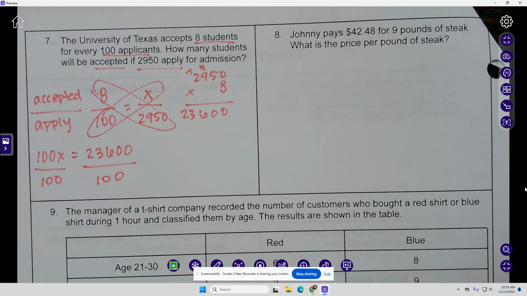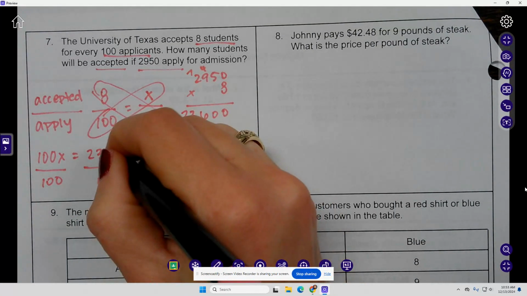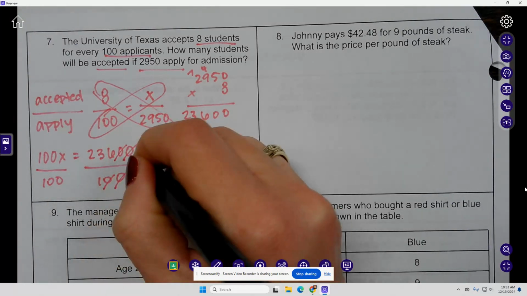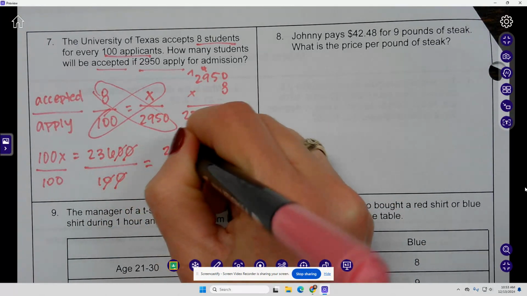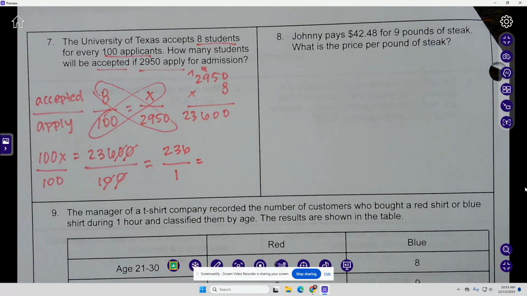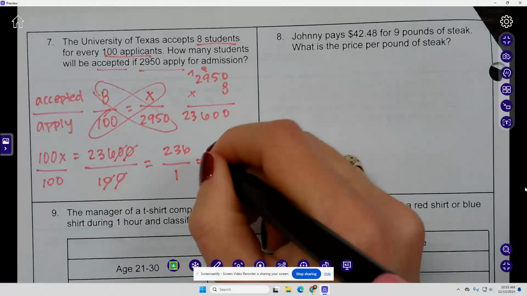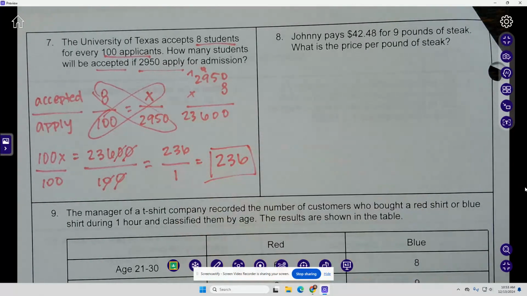And we're back, we have our little trick here. I notice that there are 2 zeros at the end here and 2 zeros after 100, so I can mark them out. So I'm left with 236 over 1, and we know that anything over 1 is just the numerator. So 236 divided by 1 is 236. So the number of students who are accepted is 236.